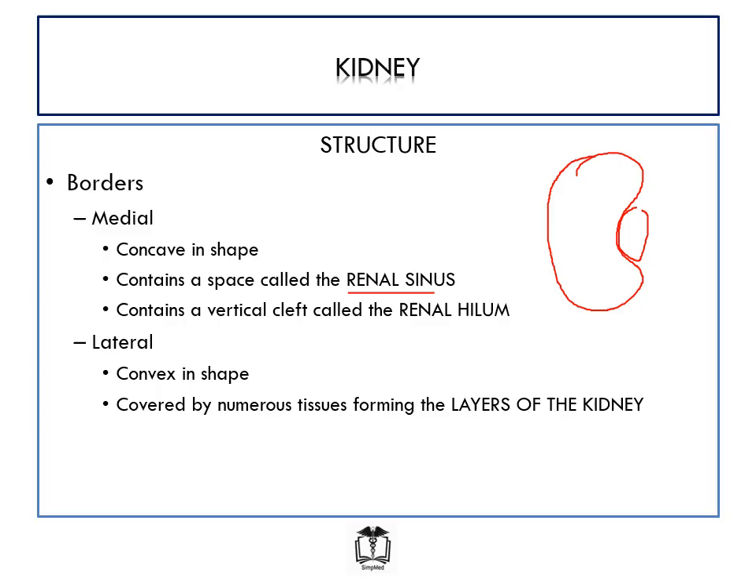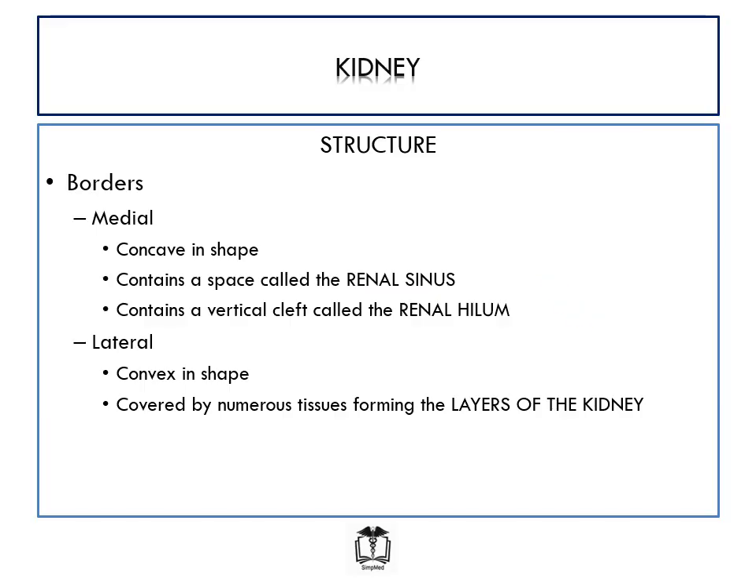The lateral border is convex in shape, and it is covered by numerous tissues that tend to form what we call the layers of the kidney. So surrounding the lateral border are layers of tissues that we call layers of the kidney. We'll talk about that in the next slide.